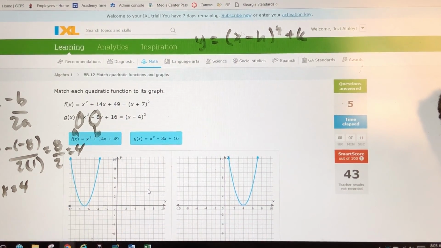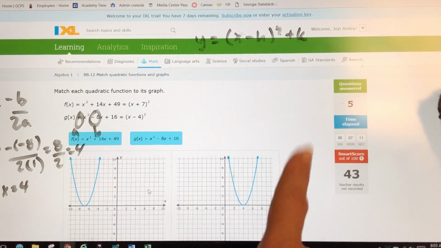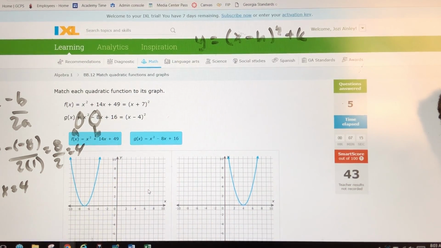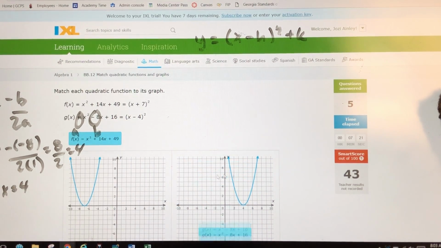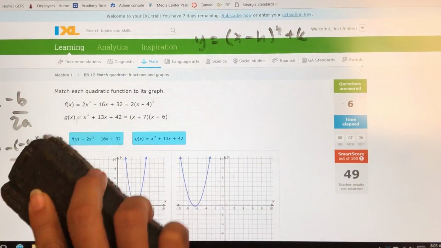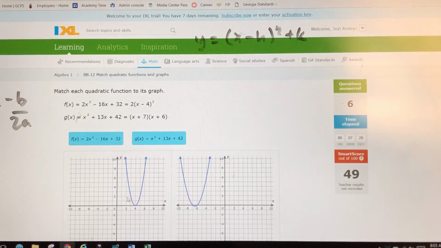Which one has a vertex? The vertex is the point where it changes direction. This one has a vertex of negative 7. This one has a vertex of 4. Remember, I picked the second equation, so that means that one's that one, and this one is this one. So multiple choice means you can kind of get away with not doing everything. I'm going to do one more, and then I'm going to switch back to vertex form, okay?